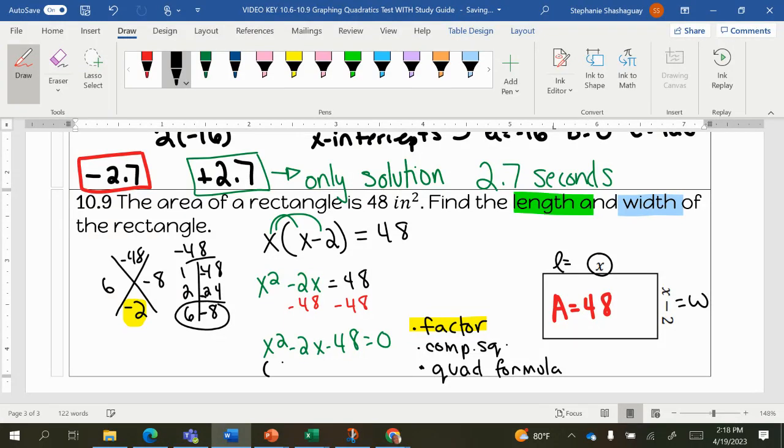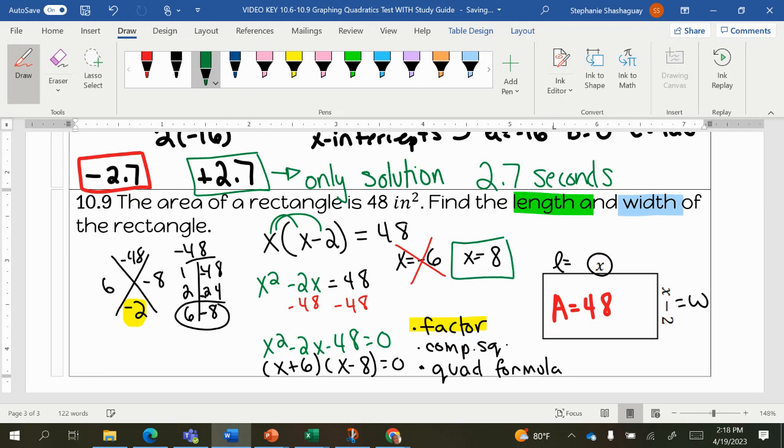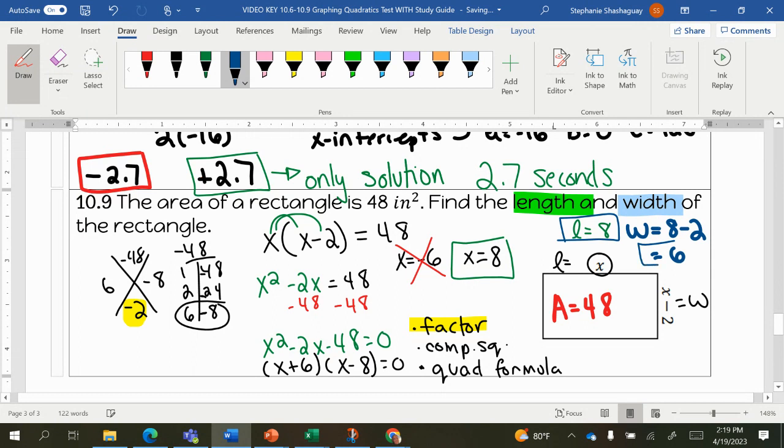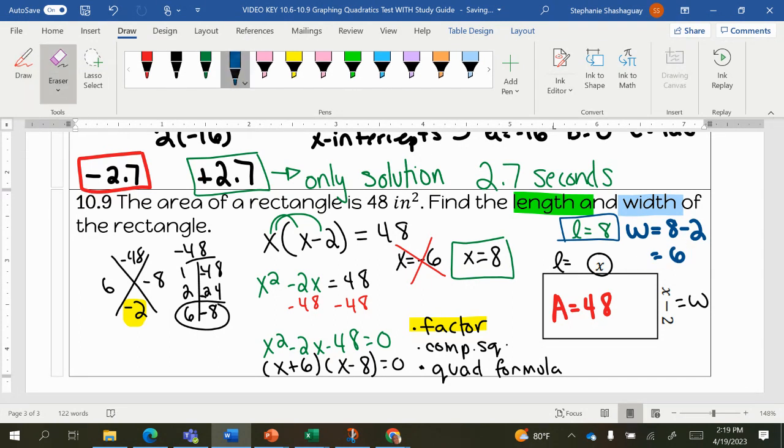So this factored would be x plus 6, x minus 8 is equal to 0. So my two possible solutions are either x is equal to negative 6 or x is equal to 8. Well, I can't have a negative measurement, so only x is equal to 8 is possible. And I'm going to fix that because it's really bugging me. So x is equal to 8, so that means that our length is equal to 8, and our width would be equal to 8 minus 2, which is going to be equal to 6. So length is equal to 8, width is equal to 6, and that is my final answer.